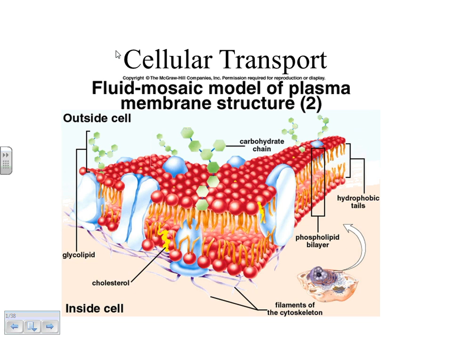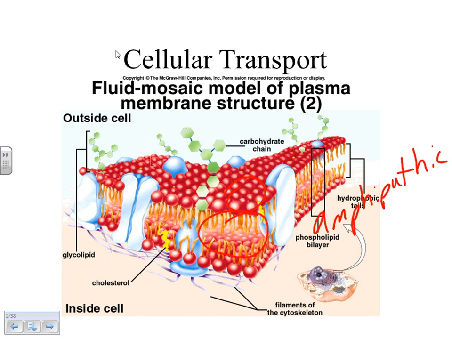The first thing we want to mention is the fluid mosaic model of the plasma membrane. Remember that the membrane is made of two layers of phospholipids, a phospholipid bilayer. Those phospholipids are said to be amphipathic because they have one region that is polar, the phosphate heads, and one region that is nonpolar, the fatty acid tails.